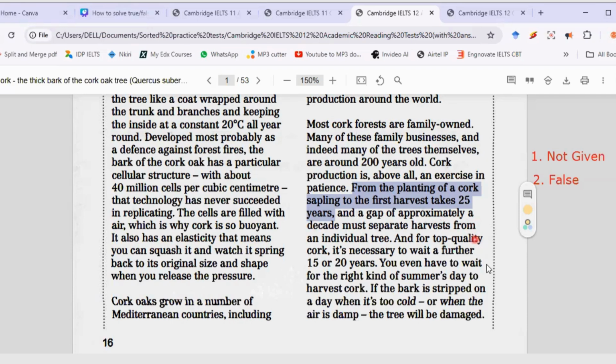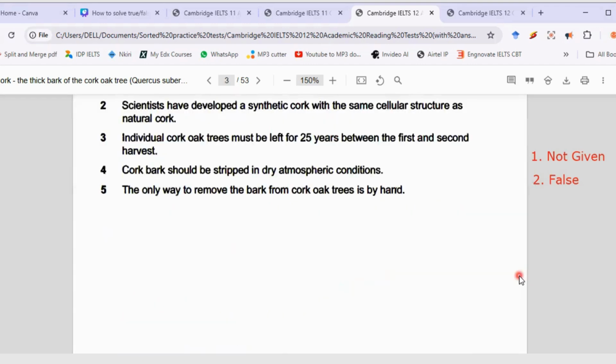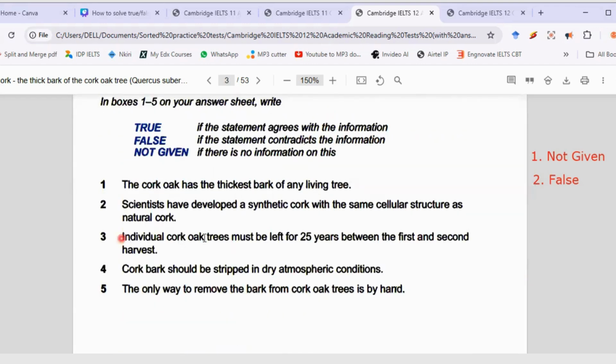In other words, if you harvest in 2010, you cannot harvest again until 2020. And then you cannot harvest again until 2030. And then you cannot harvest again until 2040. That's what they are saying here: a gap of approximately a decade must separate harvest from an individual tree. Now let's go and check that statement. So the statement says that individual oak trees must be left for 25 years between the first and second harvest.